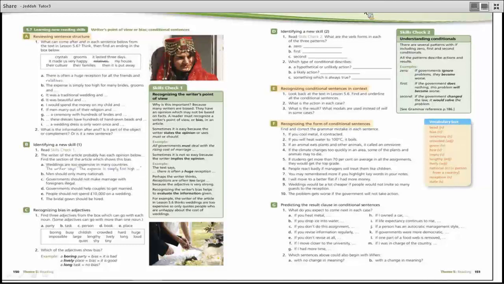Yeah, two, absolutely, number two, right. A likely action, likely means that it is possible, it is probable, it may happen, likely. So likely action, one, absolutely, very good. Something which is always true.